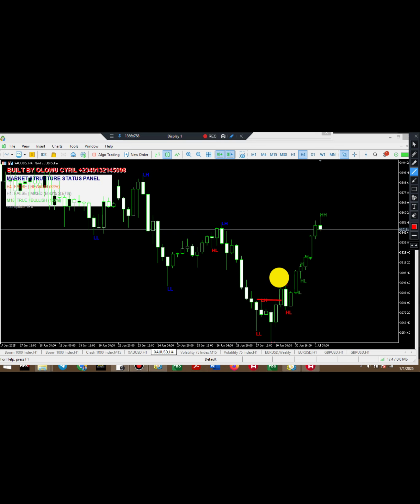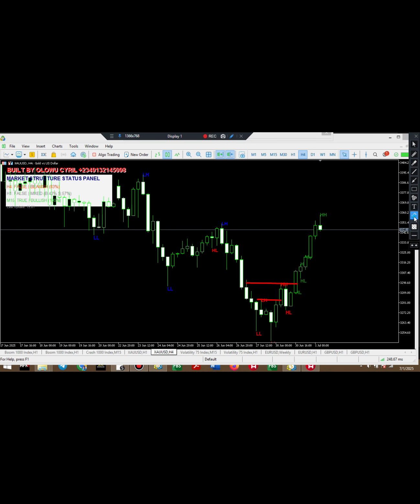So on the break and retest, price decided to go all the way up. From this point, you can start looking for buy opportunities on your lower time frame. Exactly. So that is that on the gold. So you've seen how I took the entry.